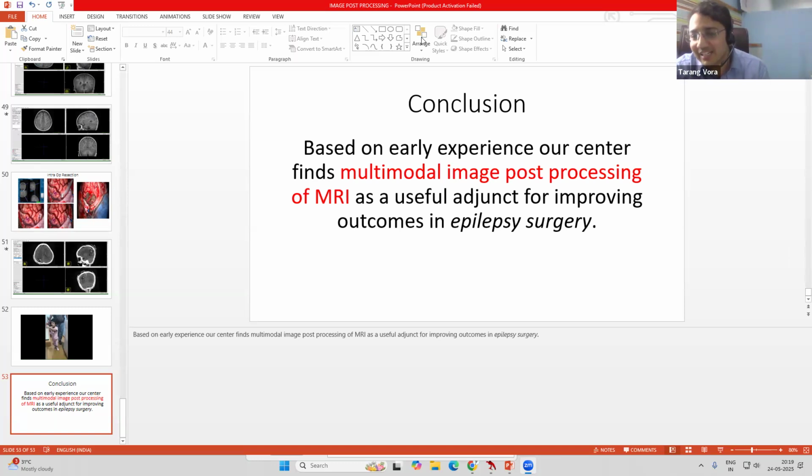Probably the time and effort required for this post-processing may not be worth it in a private practice. Okay, thank you. Yeah, so right now we don't have it. We are trying, and maybe in the future we might have it. As Dr. Tarang said, we are working around it, I guess, now.